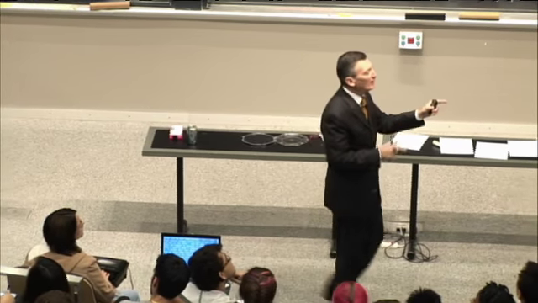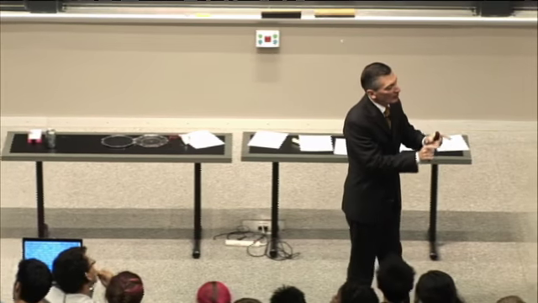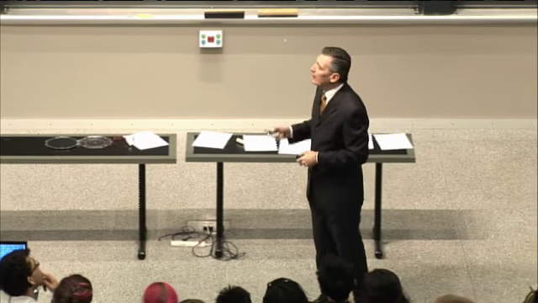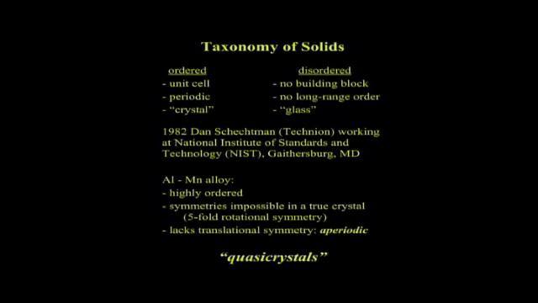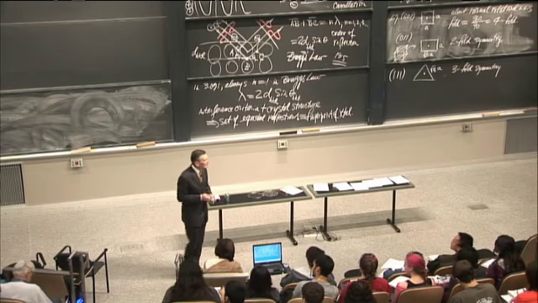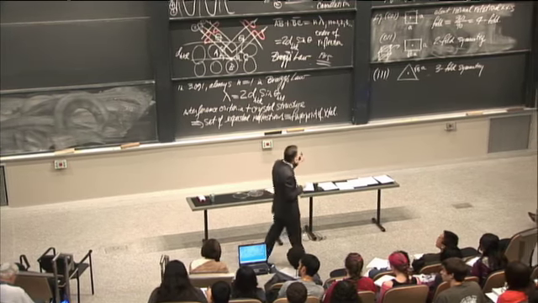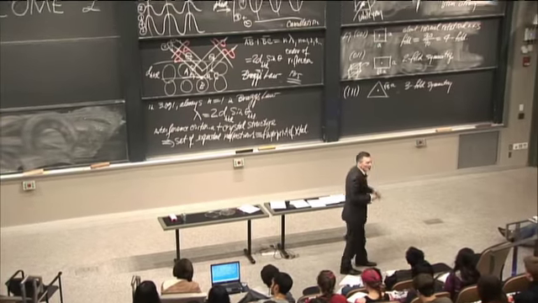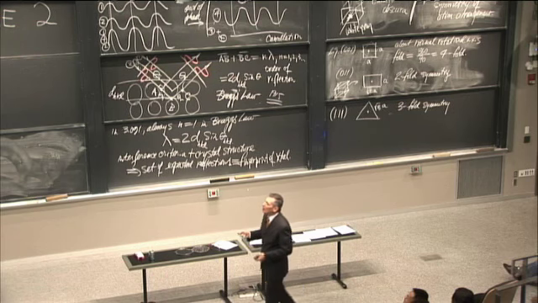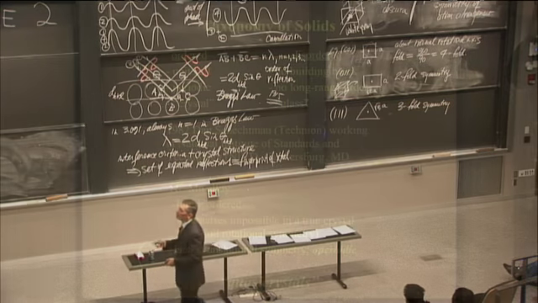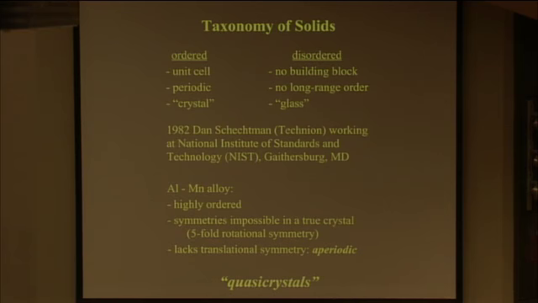So aluminum's a metal, manganese is a metal. You can make a solid solution, which we call an alloy. And these are highly ordered. And what he found in his diffraction measurements were rotational symmetries that are impossible in a crystal. He was getting five-fold symmetry. You can't get five-fold symmetry. There is no set of planes here that will give you a five-fold symmetry. They lack translational symmetry. They were called aperiodic, and the popular name for them was quasi-crystals.